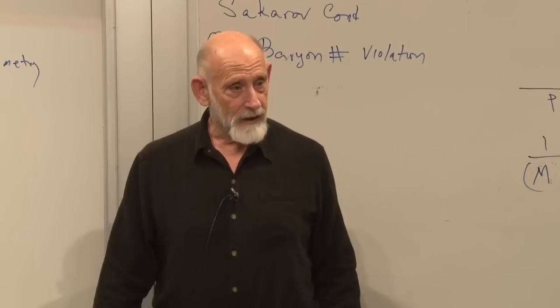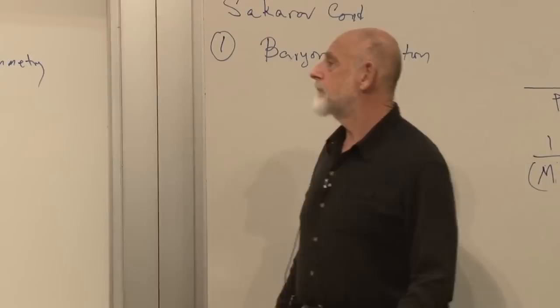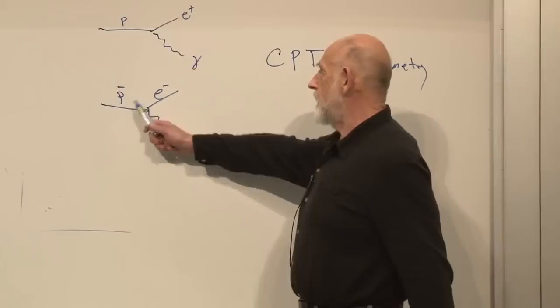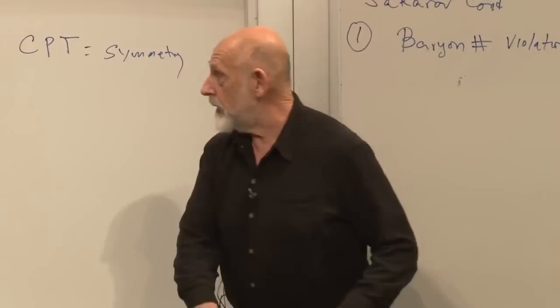Quick question. On that lower diagram, on the left-hand side, is the baryon number equal to negative 1 there? Here, yes. Negative 1 goes to 0. Yeah. And, right. Negative 1 goes to 0. Here, 1 goes to 0.